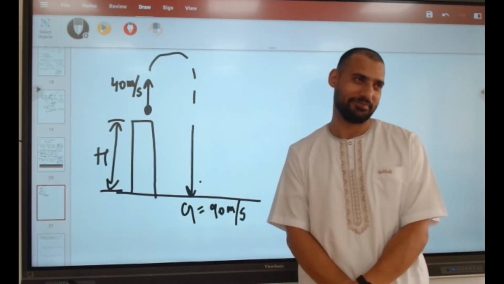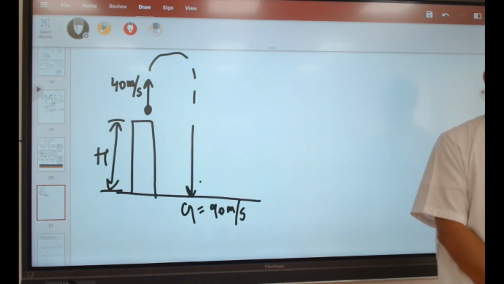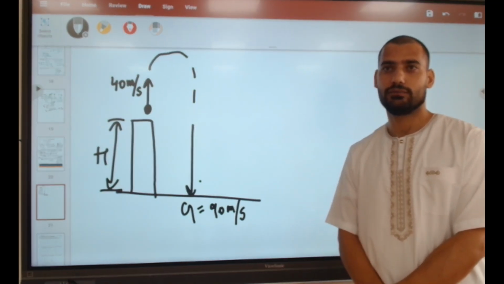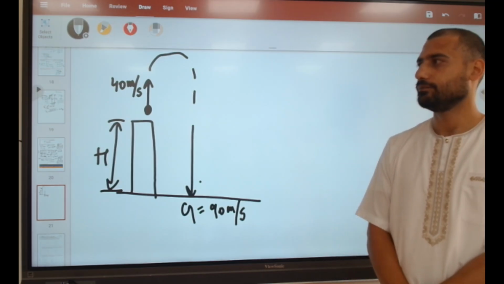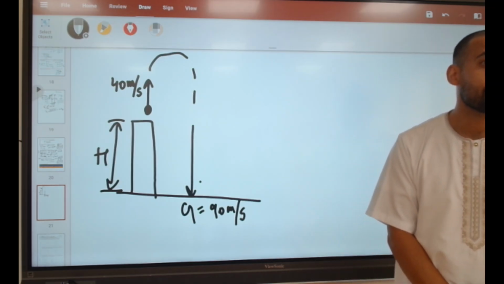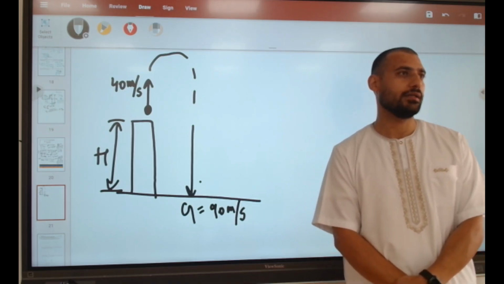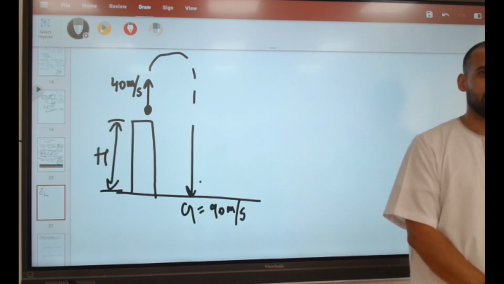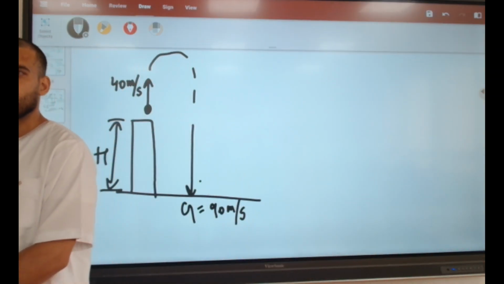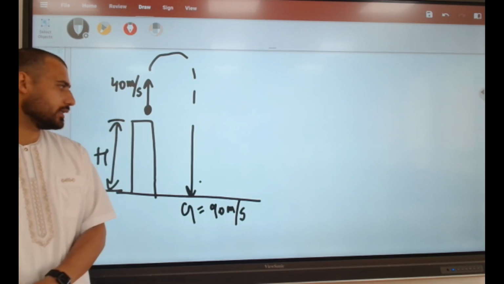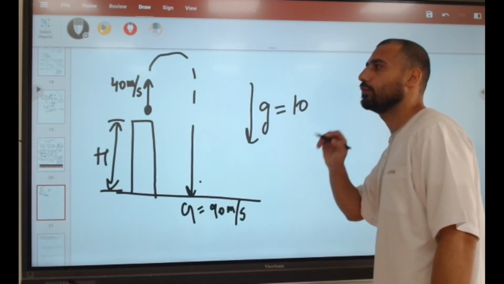What is the height? Five? Who said it? How? No, the question is not really working out. 80? It's 40. Anyone else? 10. Acceleration. Yes? Acceleration is gravity, right? Acceleration is always downwards, and it is g, and you can take it as 10, no problem.